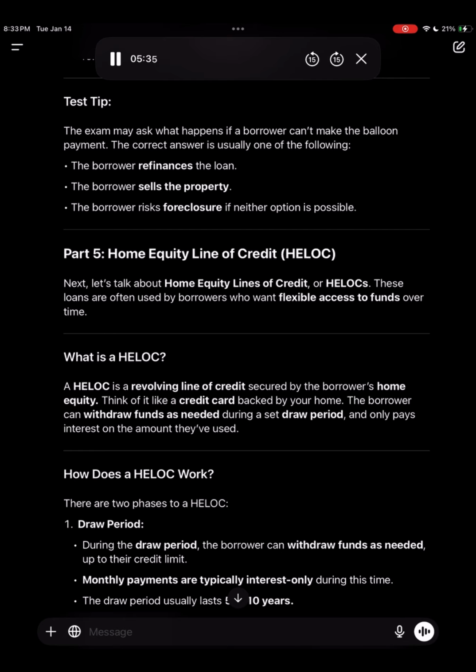The correct answer is usually one of the following. The borrower refinances the loan. The borrower sells the property. The borrower risks foreclosure if neither option is possible.